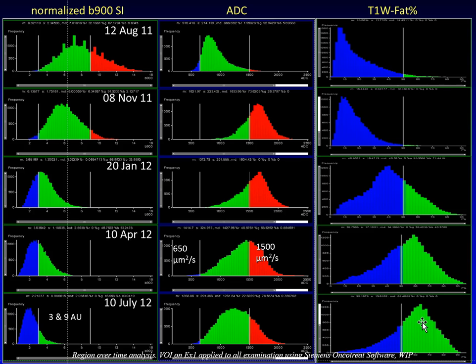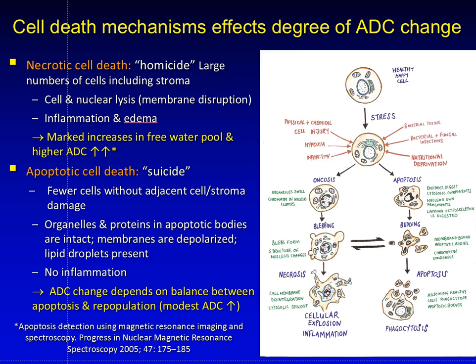Now, the chemotherapy pattern is very different to the pattern that you see with a different mechanism of cell kill, such as apoptotic cell death. And what you have to remember is that necrotic cell death is a kind of homicidal killing of cells. There are marked increases in ADC values because there is inflammation and edema that is secondary to cell and nuclear lysis.